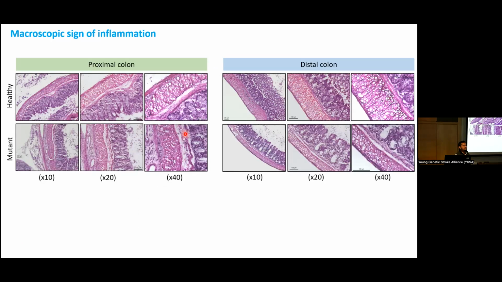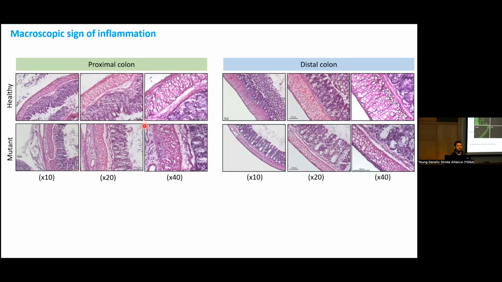So sometimes when we see these dilated guts, we think maybe it is inflammation, maybe other stuff is going on. So we looked at the inflammation marker and we did the histology. We don't see any abnormality in these guts compared with the mutant.